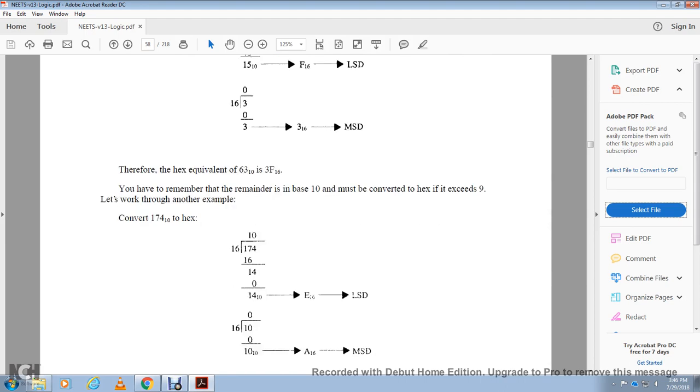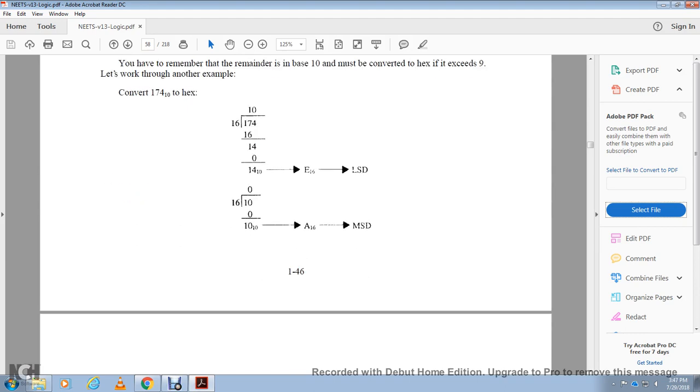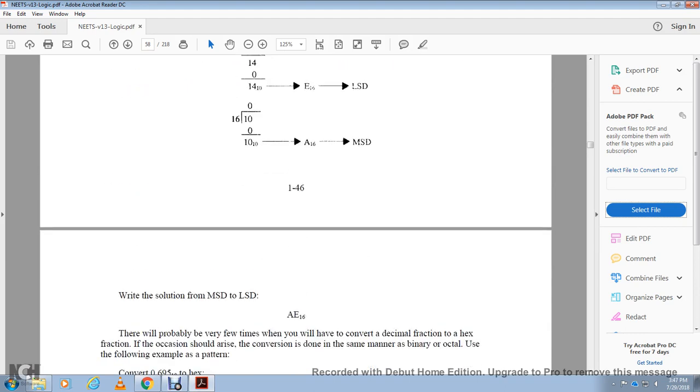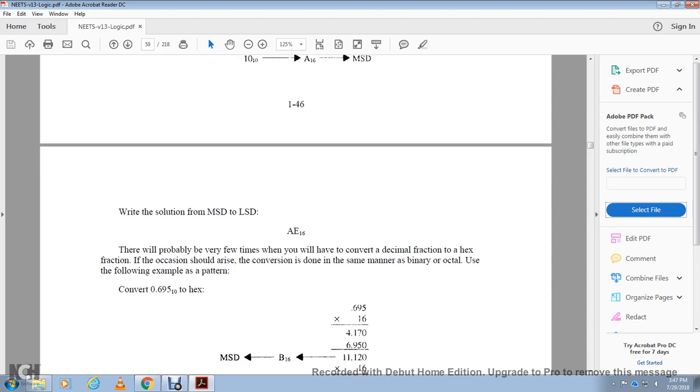You take the 10 divided by 16, and you get 0 with a remainder of 10, A base 16, the most significant digit. So you'd have AE base 16.